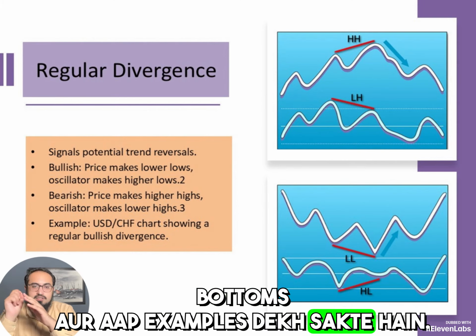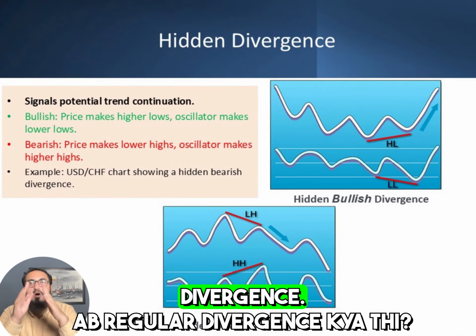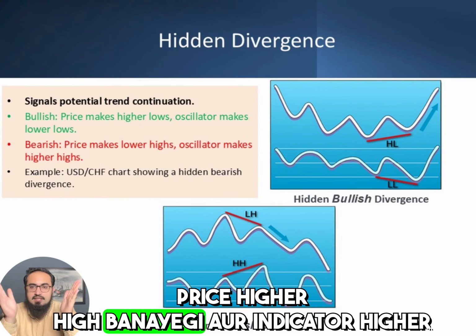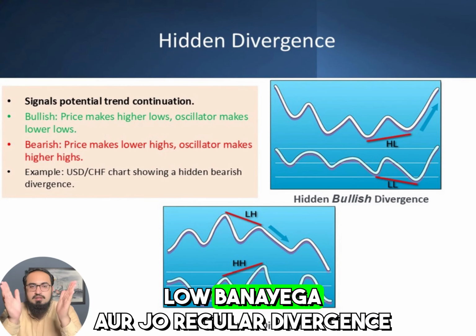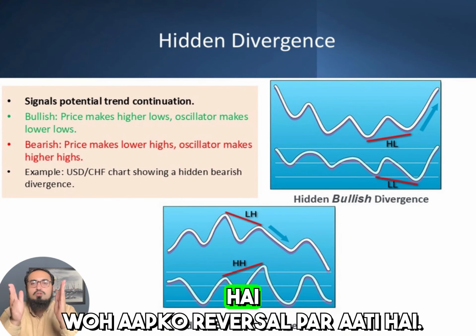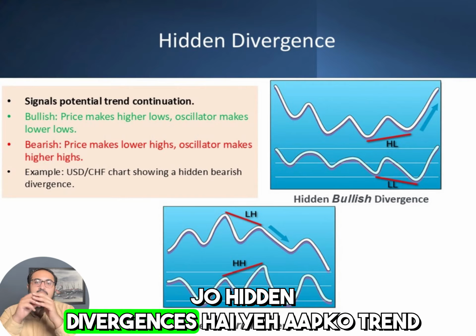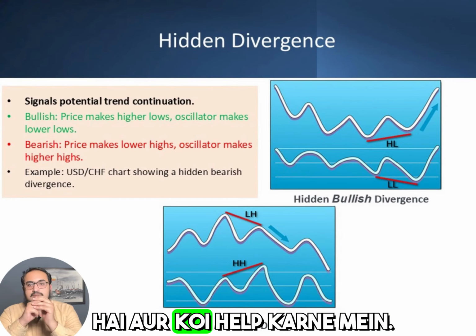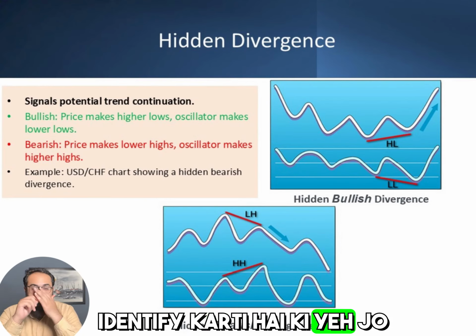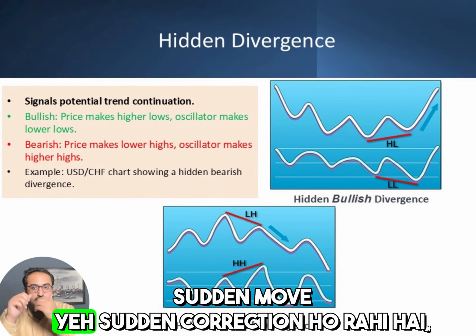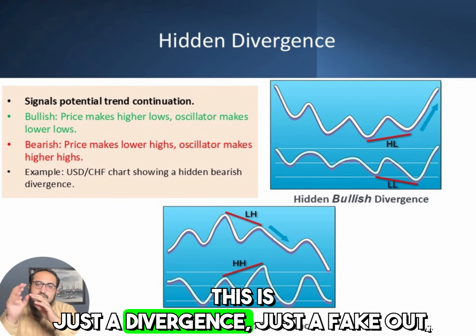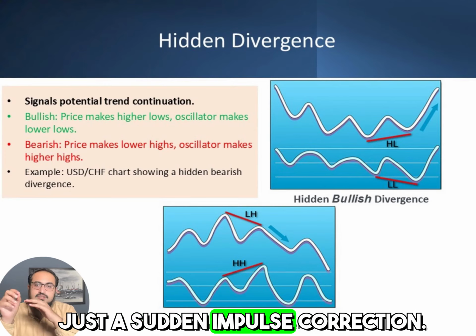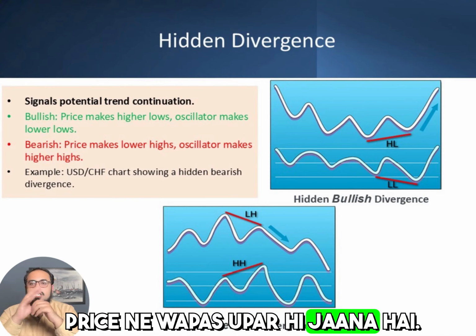What is hidden divergence? Hidden divergence is the opposite of regular divergence. Now, what was regular divergence? The price is making lower lows, the indicator will make a higher low, and a regular divergence occurs at trend reversal, while hidden divergence helps you understand trend continuation and helps you identify that this correction happening is a sudden move or sudden correction. This is just a fake out, just a sudden impulse correction. The price has to go back up.